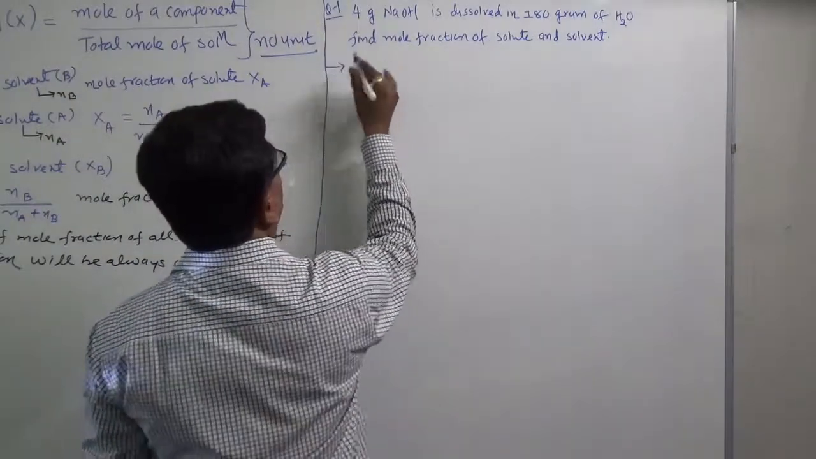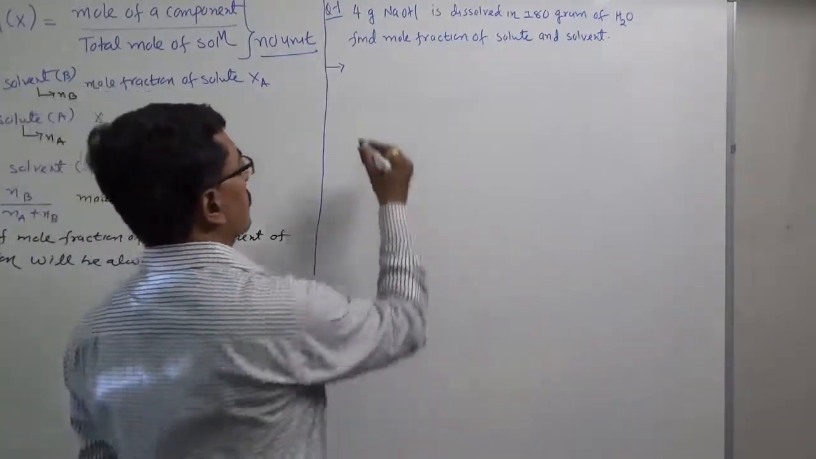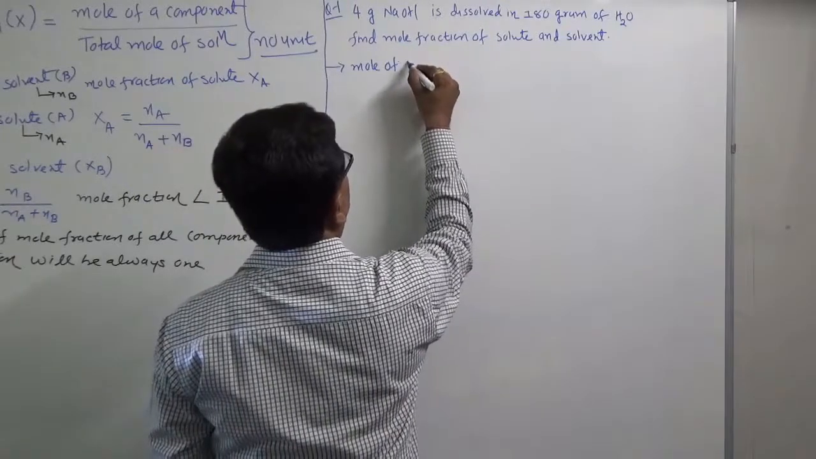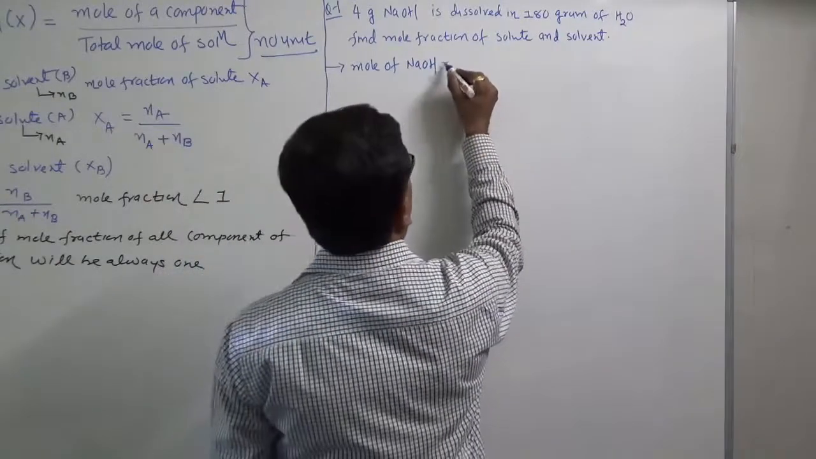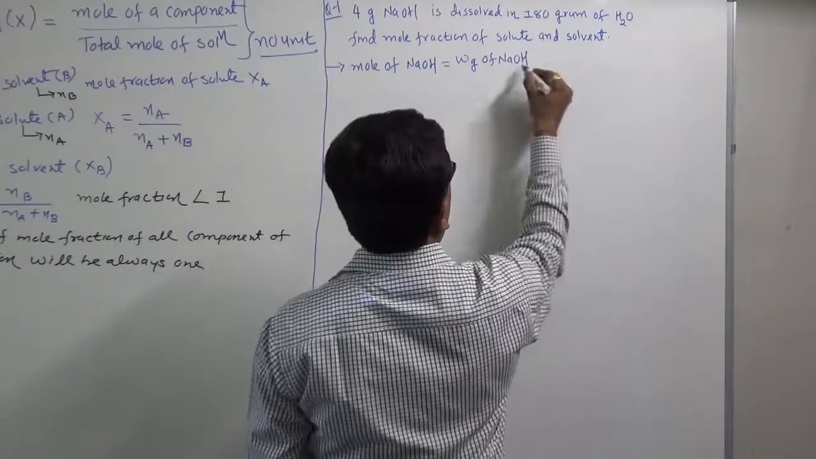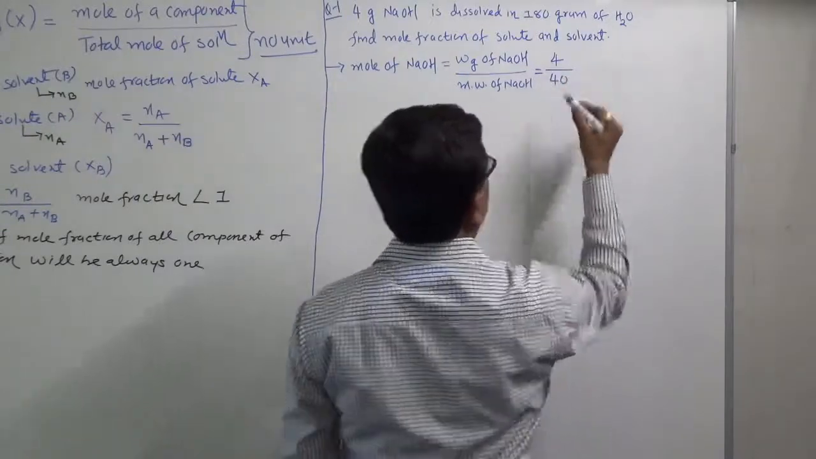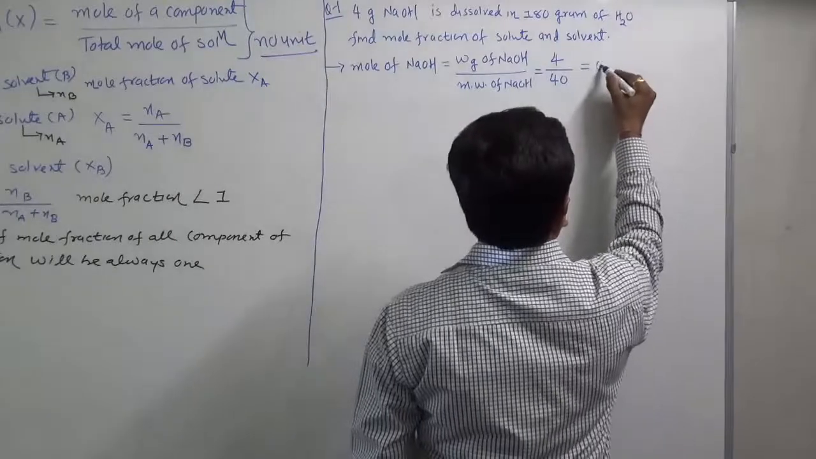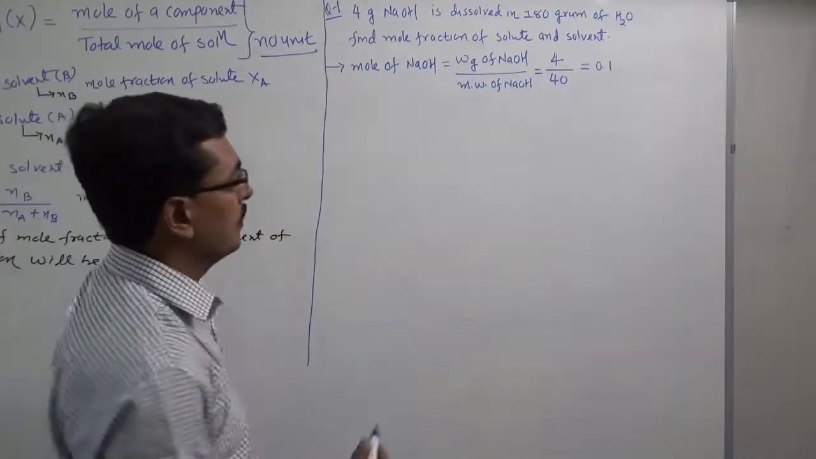First we have to find out the mole of solute and mole of solvent in the solution. As solute we have been given NaOH. So we can find it by using this formula: mole of NaOH equals weight in gram of NaOH divided by molecular weight of NaOH. Weight in gram of NaOH is given as 4 and we know that the molecular weight of NaOH is 40. So by simplification we will get 0.1. So the mole of NaOH we have obtained is 0.1.